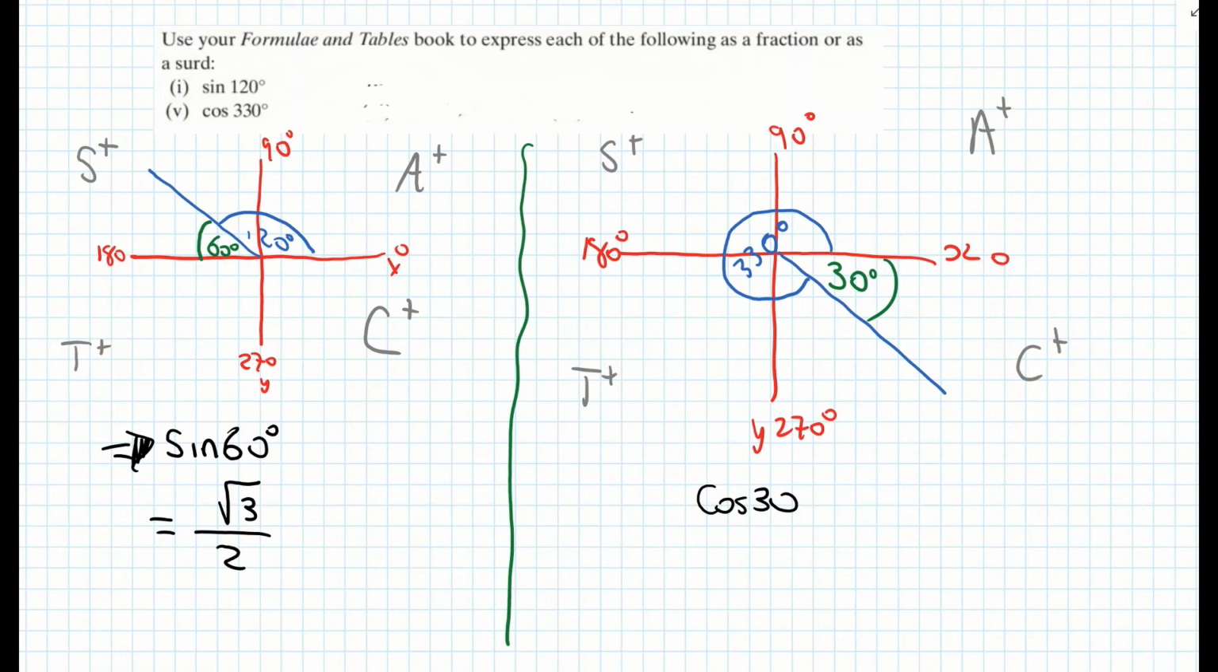I go to my log tables and I find on page 13 cos of 30, which is root 3 over 2. Giving us the same answer as the previous part of the question. So that's our answer. Again, to verify it, use your calculator and type in cos of 330 and cos of 30, and you should get the same answers.